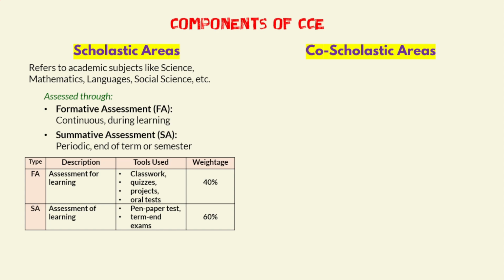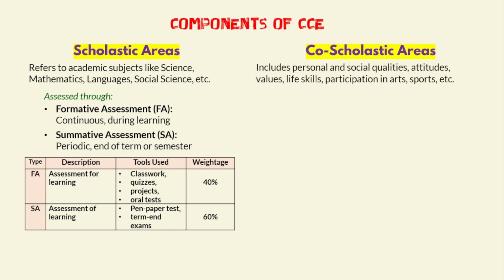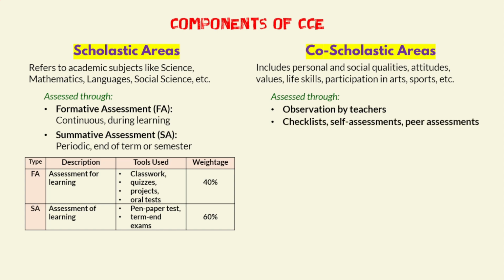The tools that can be used for formative assessment are classwork, quiz, projects, oral tests, etc. And for summative assessment, we can use tools such as paper pencil test, term end exam, etc. Now, the co-scholastic areas include personal and social qualities, attitude, values, life skills, participation in arts, sports, etc. And these can be assessed through observation by teachers, checklists, self-assessment, peer assessment, activities, portfolio, behavior records, etc.